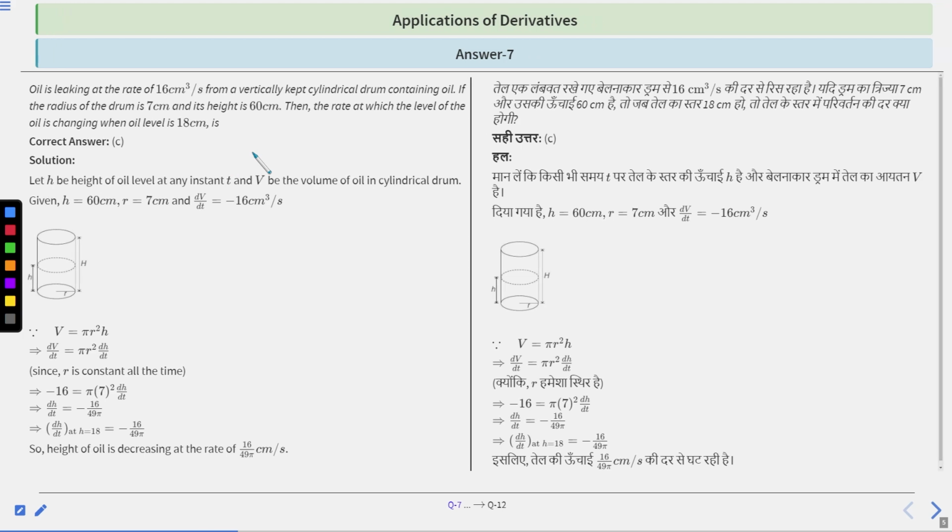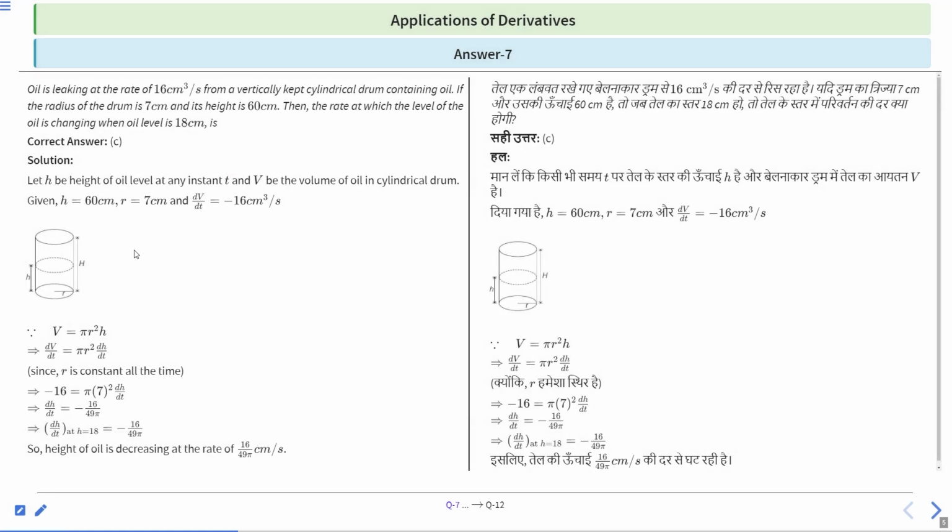Okay, let's move to the solution part. Let h be the height of oil level at the instant t, and v the volume of oil in cylindrical drum. Now, given h equal to 60 centimeter and r is equal to 7 centimeter, and dv by dt is given as minus 16 centimeter cube per second, right? Clear? Now, volume is equal to pi r square h. Therefore, dv by dt can be written as pi r square into dh by dt. Since r is a constant all the time, right? R is not varying. Clear? R is constant. Only h is varying.